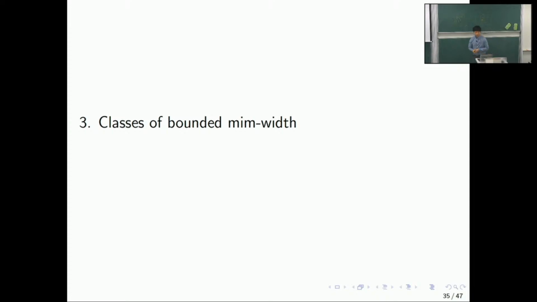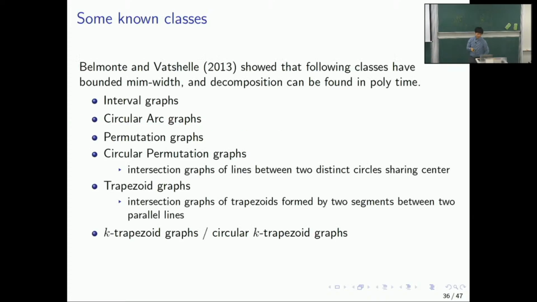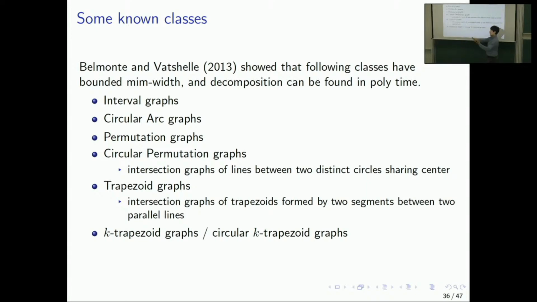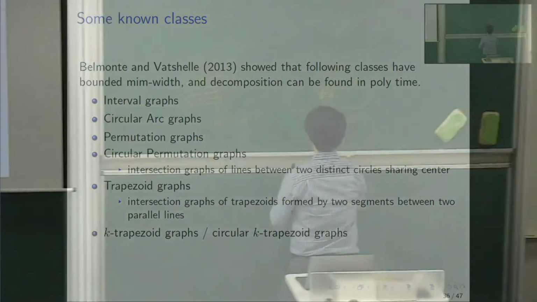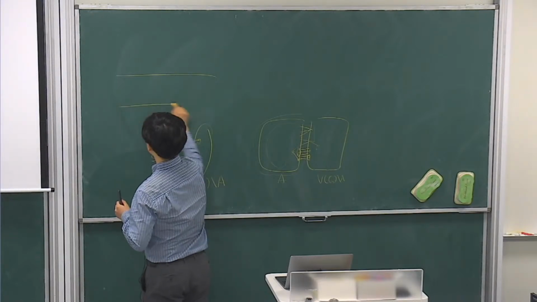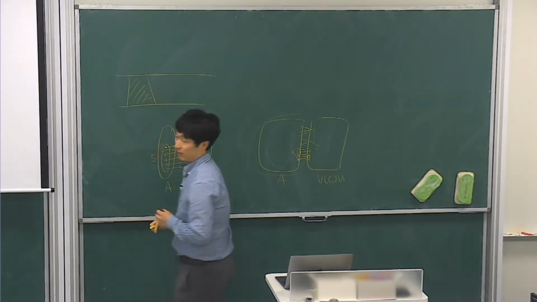So we want to go to the class of bounded Mim-width in more detail. Belmonte and Vatshelle introduced many graph classes that have bounded Mim-width. Interval graphs and permutation graphs are natural ones, and circular arc graphs are intersection graphs of arcs on a circle. It's like interval graphs, but you merge the endpoints into a circle, so it's a generalization of interval graphs. Circular permutation graphs are similar: you merge it into two circles, and then take the intersection of the lines there. And trapezoid graphs: you have two lines, and one trapezoid is one element.